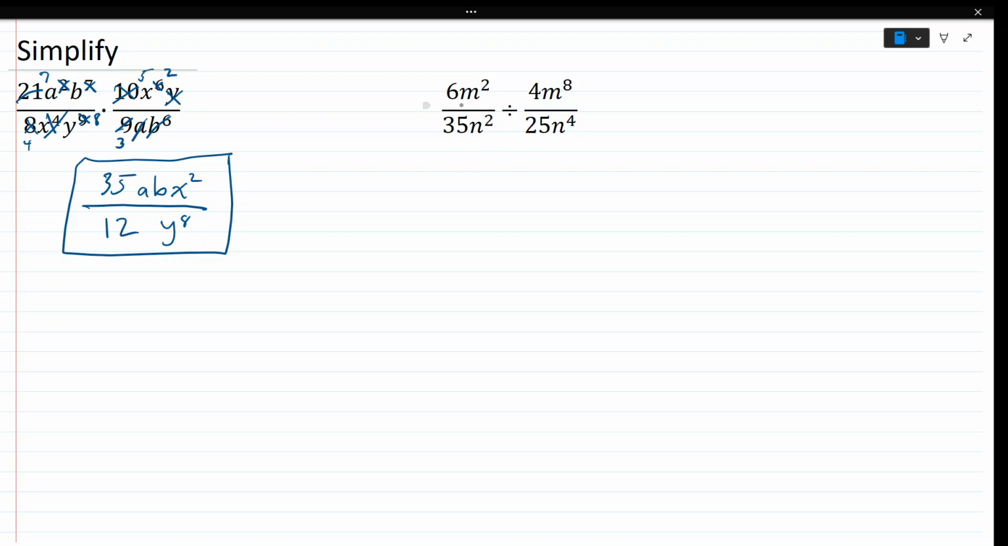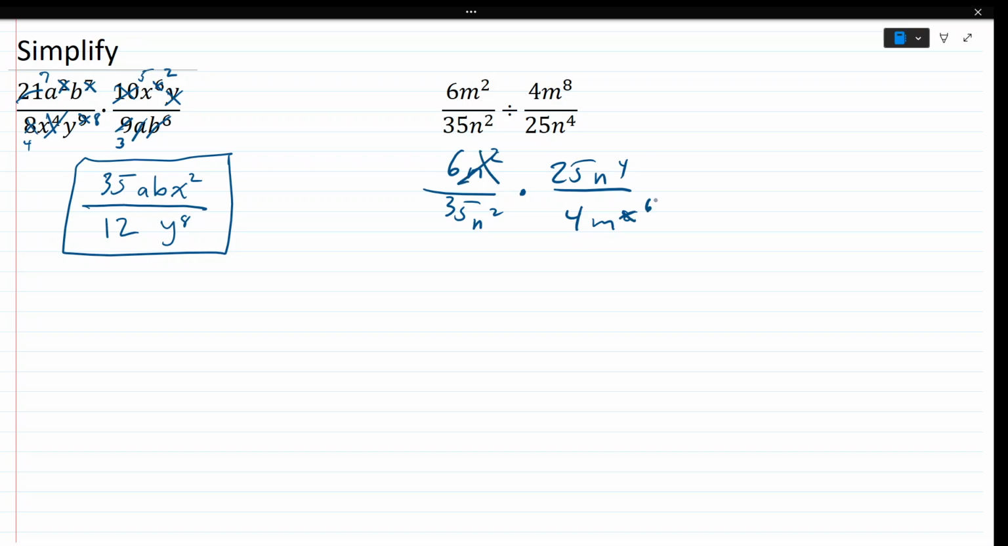Now for a quotient of two rational expressions with the monomials for the numerators and denominators, what we would do is change the operation to multiplication and take the reciprocal of the second. So that would be 6m squared over 35n squared times 25n to the 4th over 4m to the 8th. And now what we do next is pretty similar to what we just did in the previous one. Let's look at the m's. So we have m squared on the top, m to the 8th on the bottom of the other one. So those two m's cancel.